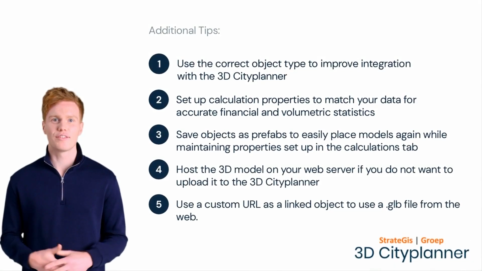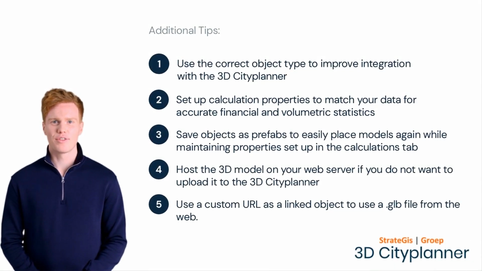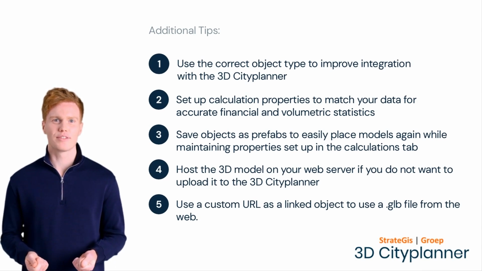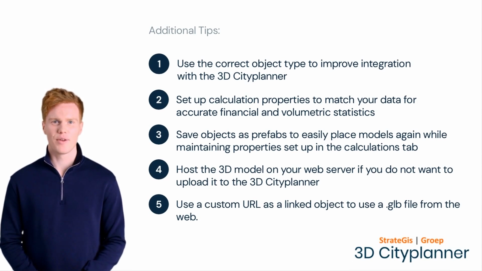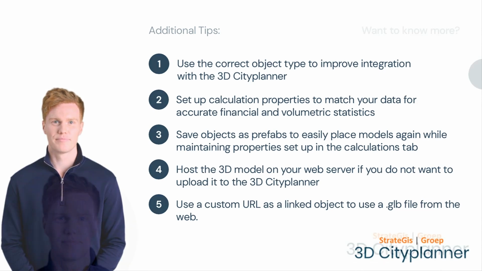Here are some additional tips. Use the correct object type to improve integration with the 3D Cityplanner. Set up calculation properties to match your data for accurate financial and volumetric statistics. Save objects as prefabs to easily place models again while maintaining properties set up in the Calculations tab. Host the 3D model on your web server if you do not want to upload it to the 3D Cityplanner. Use a custom URL as a linked object to use a GLB file from the web.